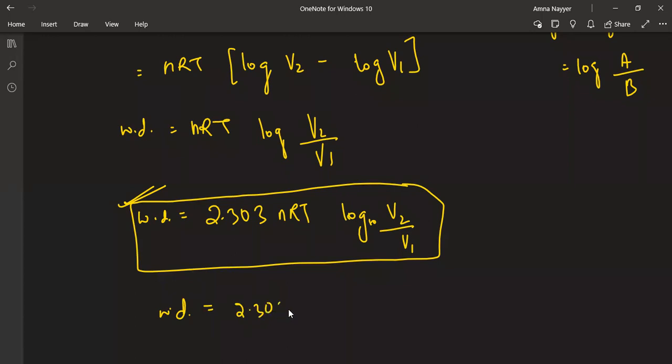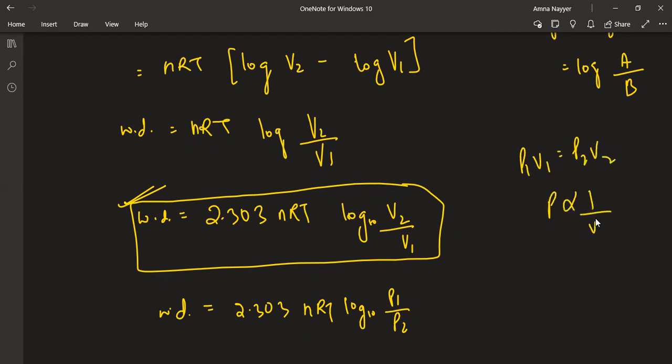If pressure is there, it will become 2.303 nRT log P1 by P2. Here it was V2 by V1. This becomes P1 by P2. The reason is that, see, P1 V1 is equal to P2 V2. We know P and V are inversely proportional to each other. So from here you can say P1 by P2 is equal to V2 by V1. That's why instead of V2 by V1, I'll write it as P1 by P2.